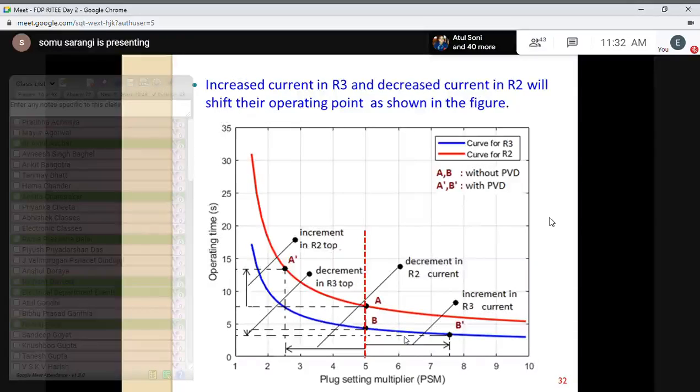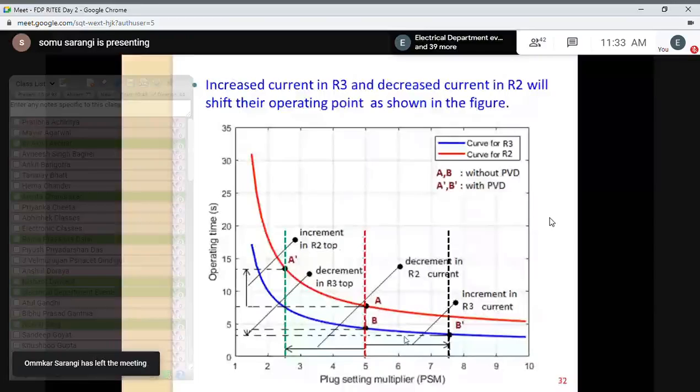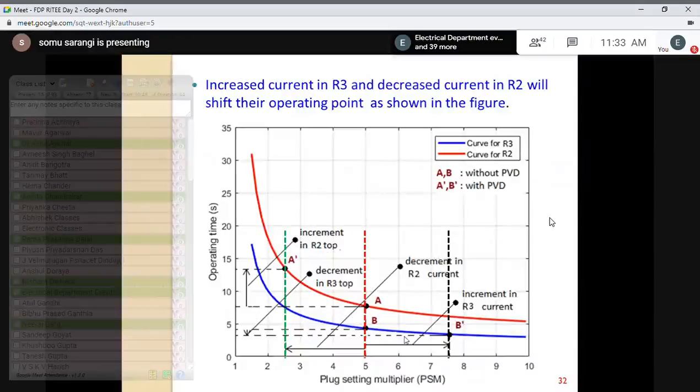Now, if you include the PV nearby this R3, what will happen? Fault current for this R3 will increase. So if you include this PV, then now the fault current for R3 is increasing. So PSM will increase and time of operation for this R3 will increase up to the point B dash. However, since the control technique of this PV will maintain the voltage at this bus R3, then fault current which is coming from the grid, that will decrease, and it will cross the red characteristic at the point A dash.